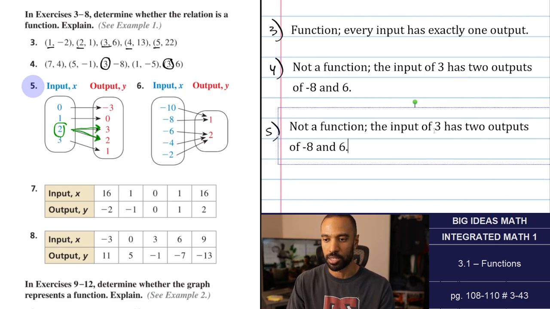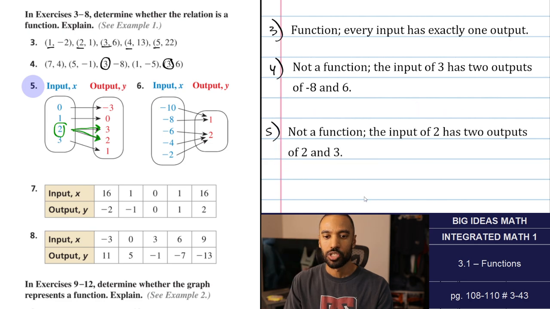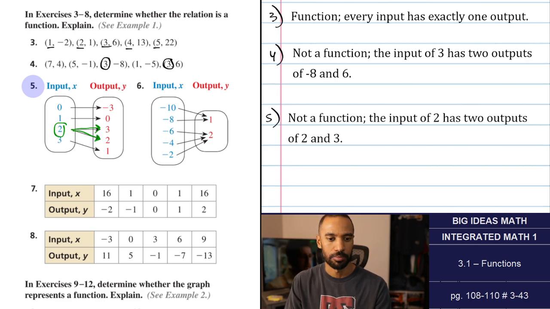I'm going to do as much copy and pasting as I can. The input of 2 has two outputs of 2 and 3. I cannot believe they write that out of order. So because of that, not a function. Now I'm going to prep this one here for number 6.